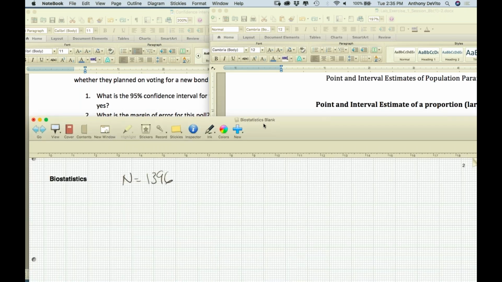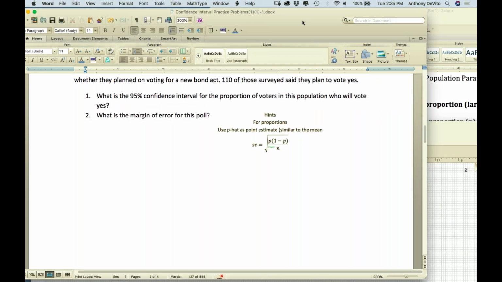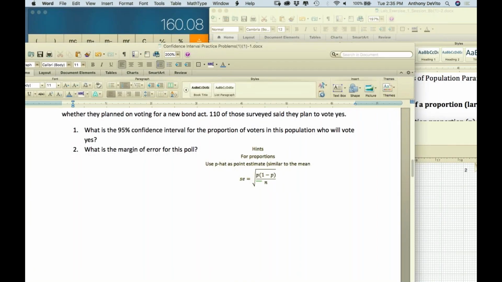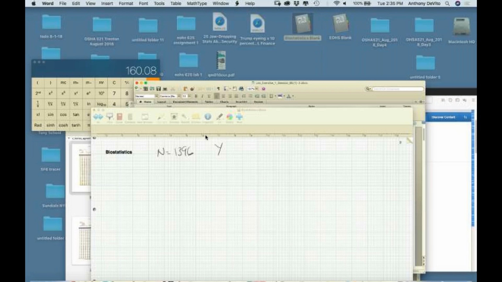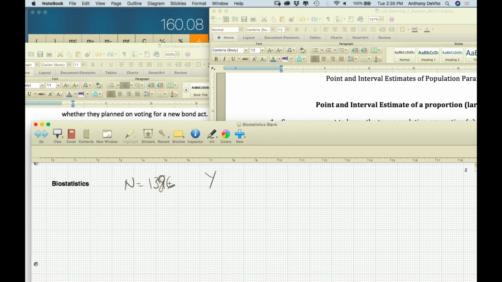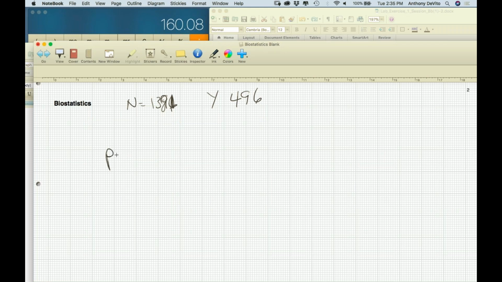And our number of people that said yes was... where'd it go? 1,381 and 496. 1,381 and 496. Okay, so what proportion of the people that you surveyed told you that they would favor wider representation?